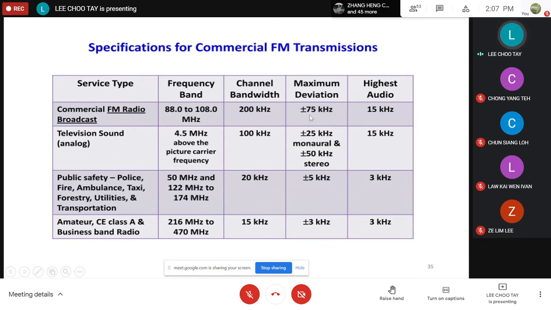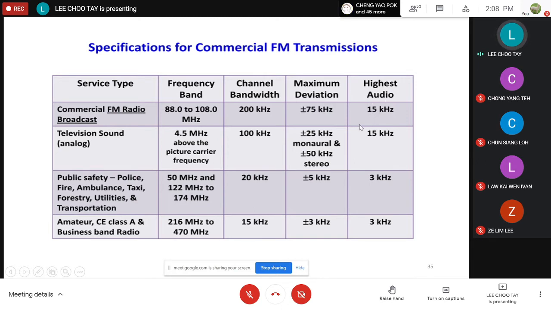So this plus minus is from the center frequency. That actually makes up the effective bandwidth of 150 kilohertz for each radio station. But they are allocated 200 kilohertz. They can only use up to 150 kilohertz. The other 50 kilohertz basically is the guard band on each side. And then the highest audio frequency is up to 15 kilohertz.